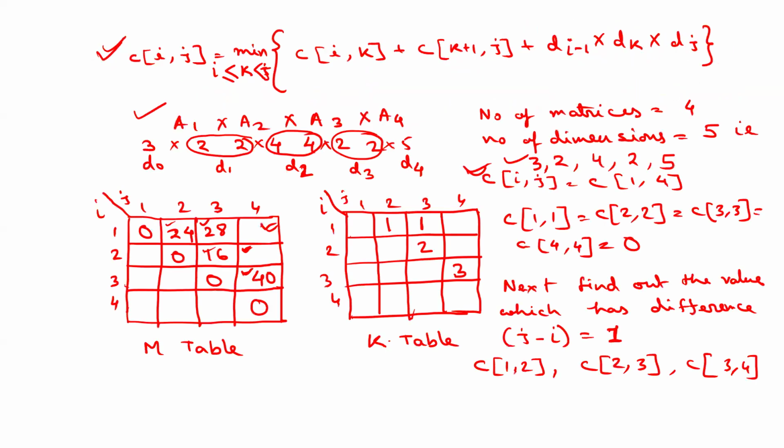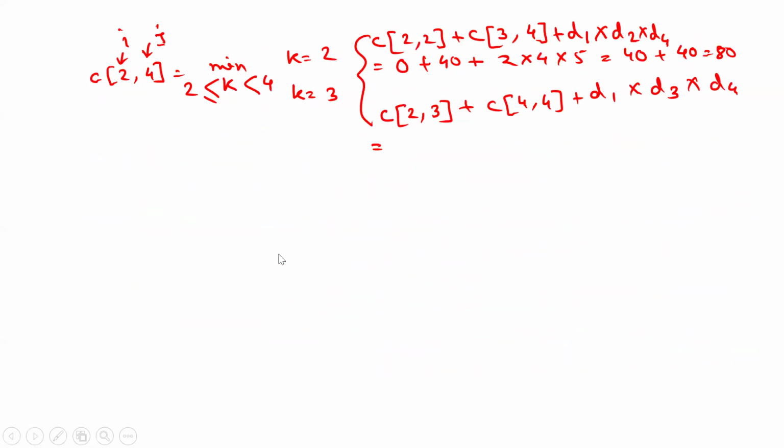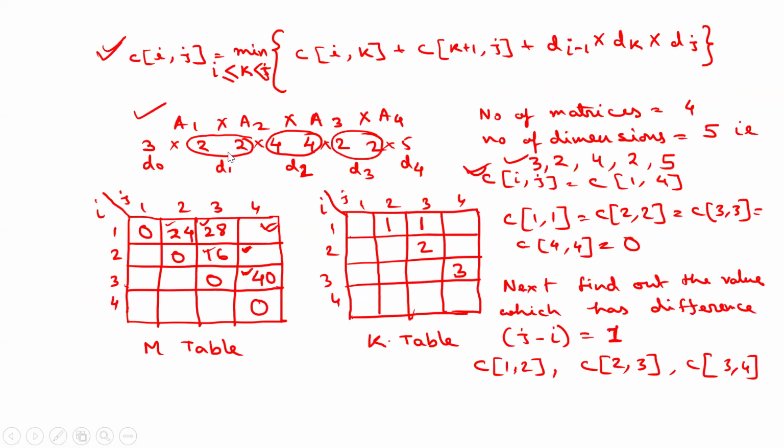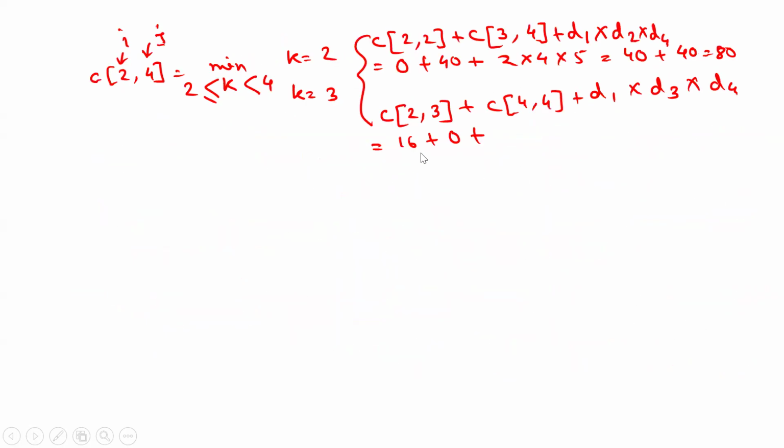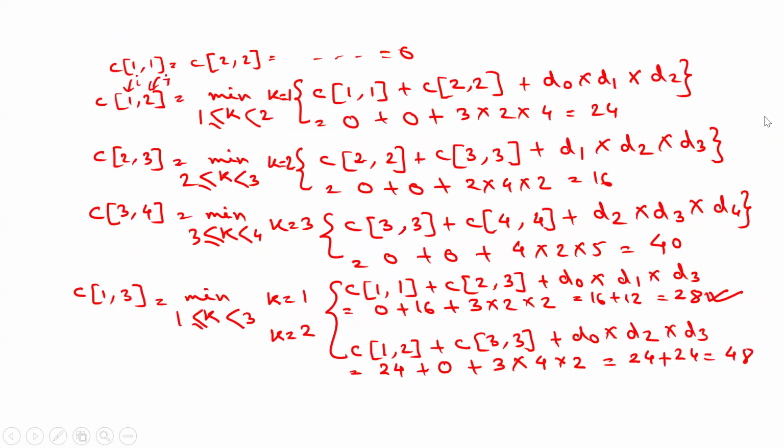Check the table. What is the value of C23? C23 is 16. 16 plus C44 is 0, plus d1, d3, d4. d1 is 2, d3 is also 2, and d4 is 5. So it is 2 cross 2 cross 5. 16 plus 20, that is 36. So put the 36 here.